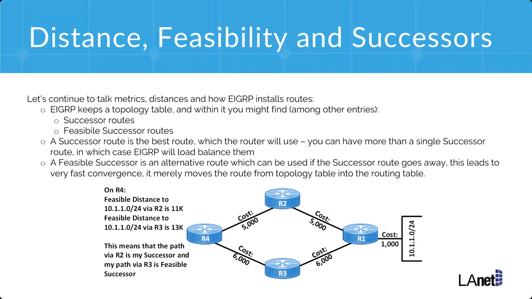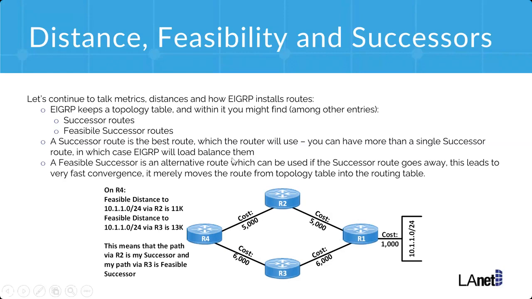You know, when that gets detected, boom, the feasible successor goes in. Applications will not typically notice it at all. You'd have to have a pretty special application to notice a successor route dropping when there is a feasible successor available, right? And we do this off of that feasible distance, right?